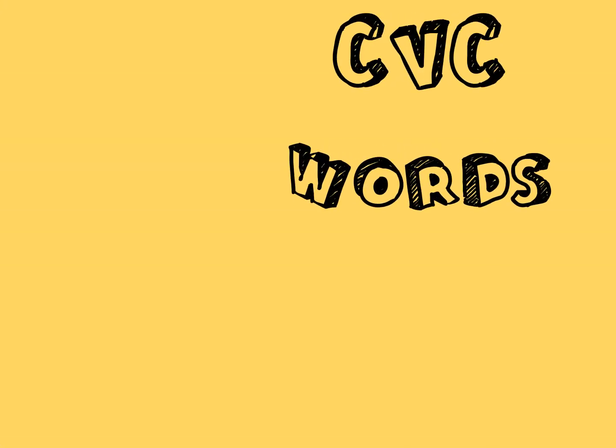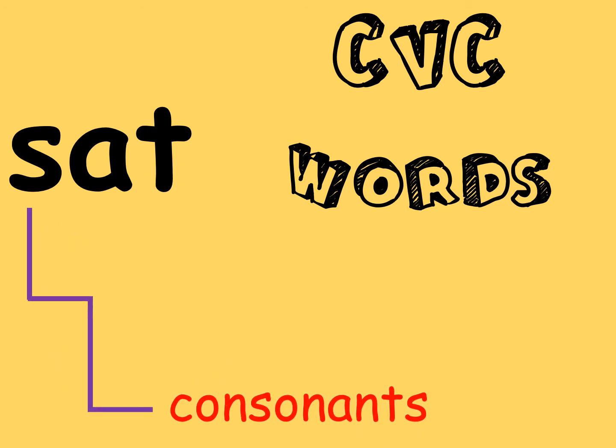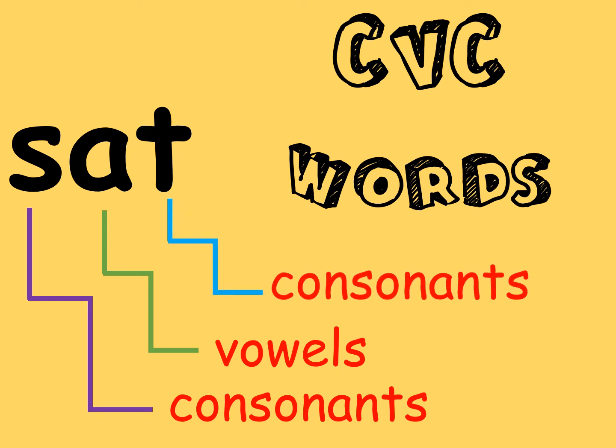They are called CVC words. Why are they called CVC words? Let's have the word sat, for example. The first letter is letter S. S is an example of a consonant letter. The middle letter is letter A. A is an example of a vowel. And the last letter is letter T. T is also an example of a consonant. That's why they are called CVC words.